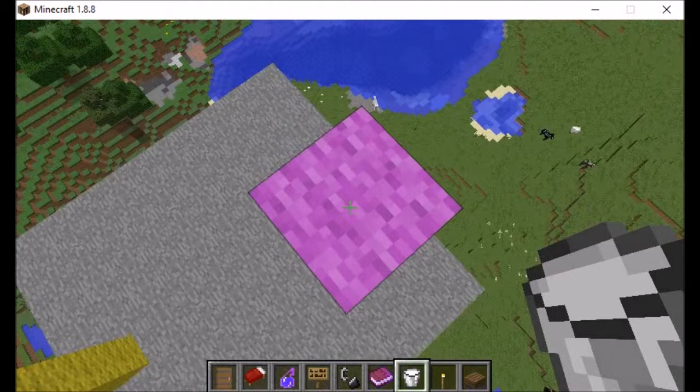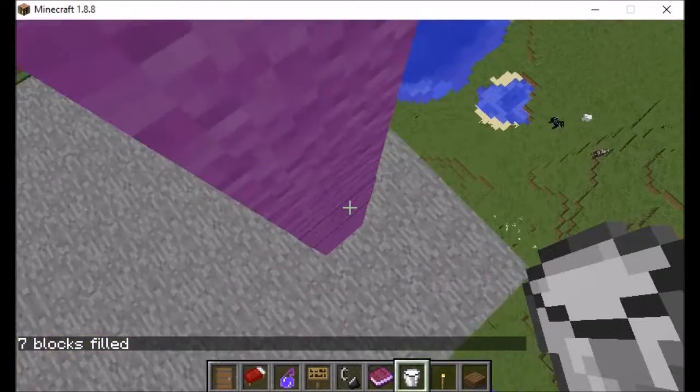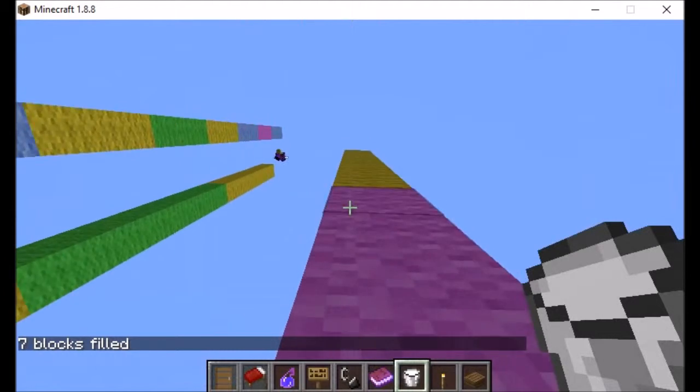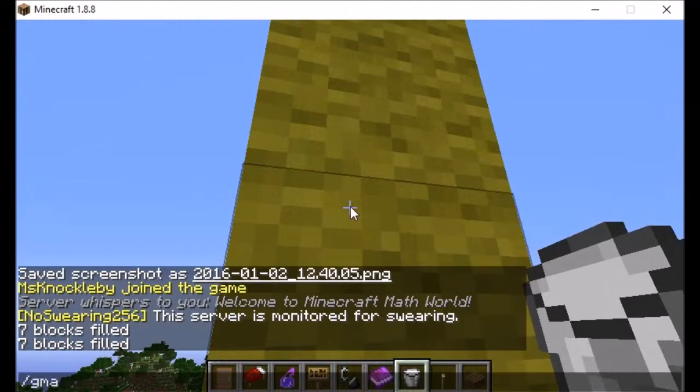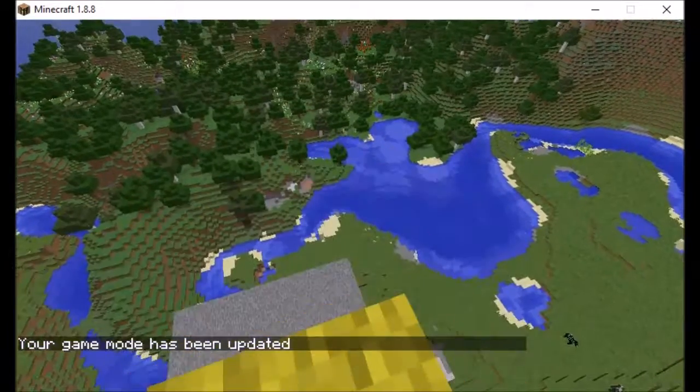Okay, so now I'm going to get my fill command back again. I just open up the chat, I press the up arrow, and I'm going to do it in a different color now, so I'm going to change the data tag. That number after the word wool is the data tag, and when it went on, it pushed me out of the way. I'm going to change to game mode 3. Now I am invisible, and it's not going to push me out of the way.